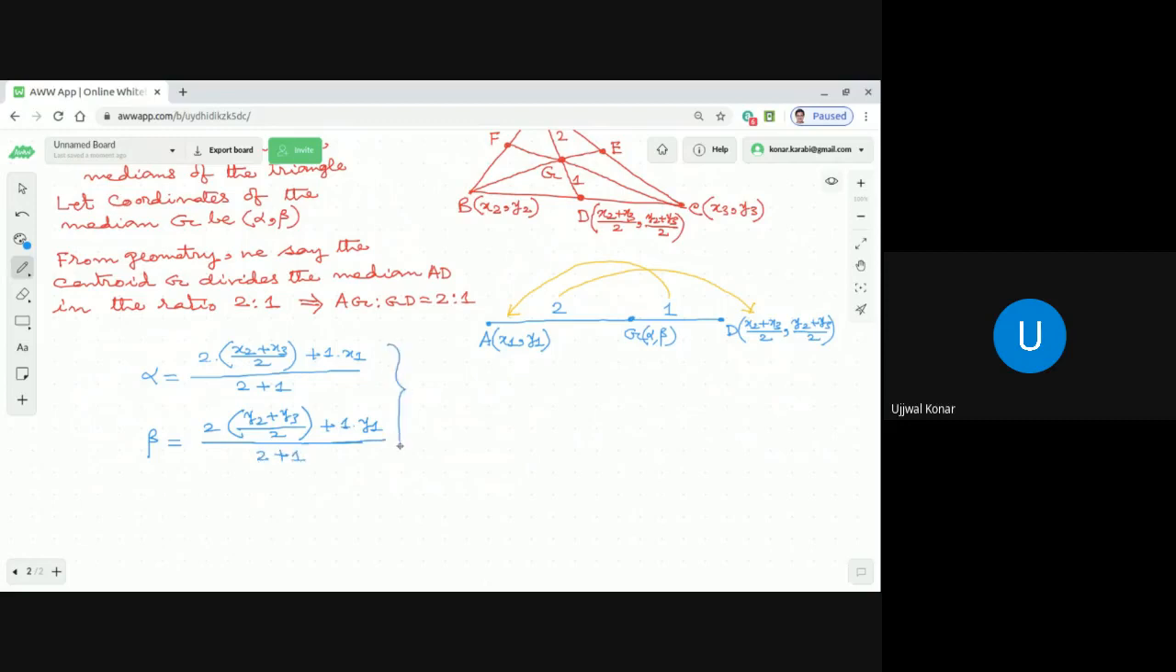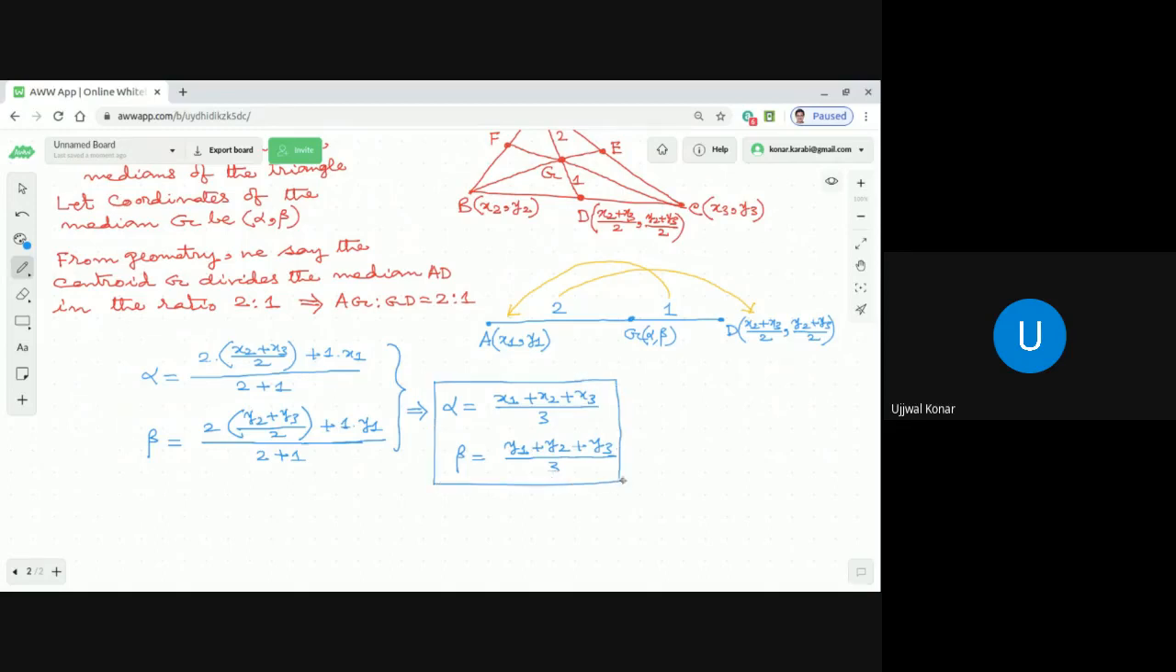So from these two, we can simplify further. What we can write, alpha is equal to x1 plus x2 plus x3 divided by 3, and beta is equal to y1 plus y2 plus y3 divided by 3. This is the value of alpha and beta.